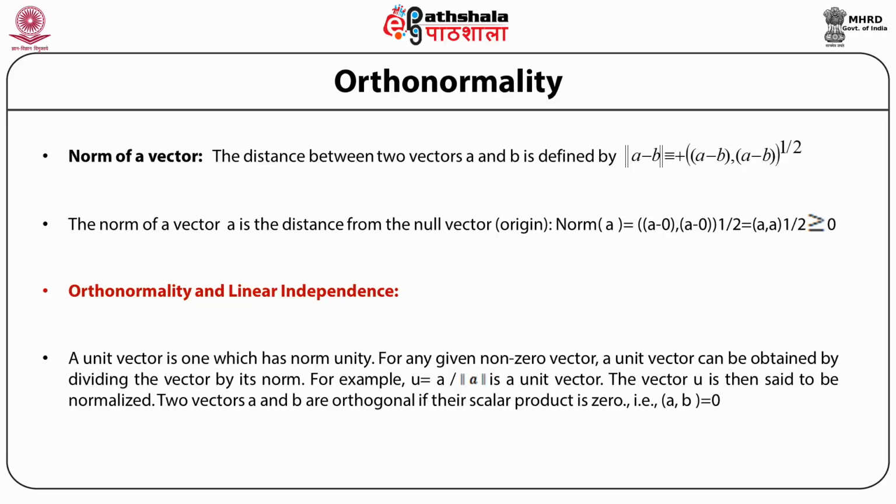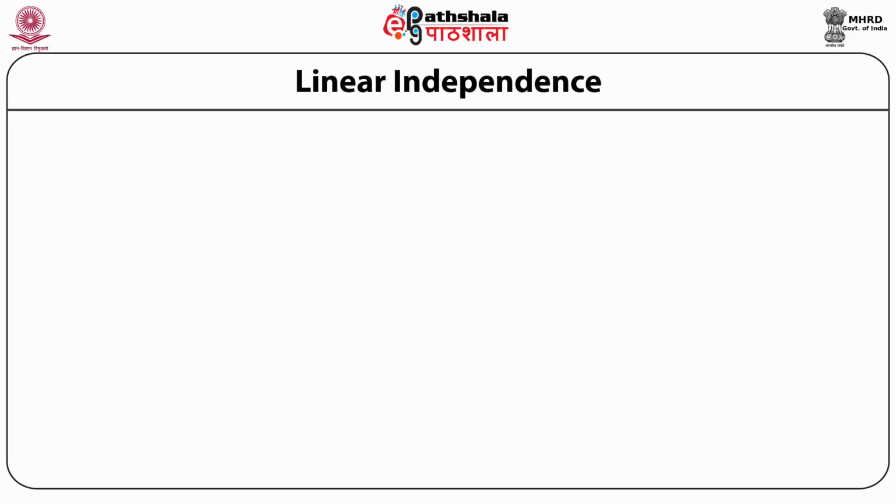If we have two vectors A and B, then the two vectors are said to be orthogonal if their scalar product is 0. That means that if the scalar or the inner product of the vectors A and B is equal to 0, then the two vectors are said to be orthogonal. Linear independence. Now we will discuss what is meant by linear independence and how this condition is obtained.